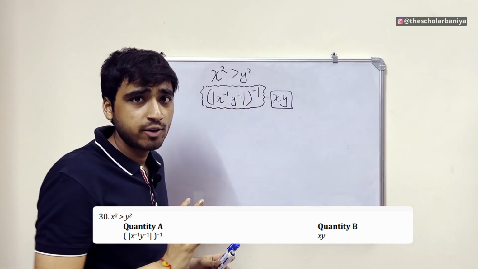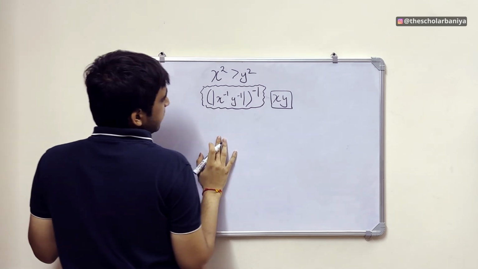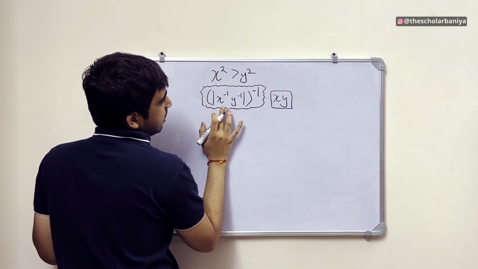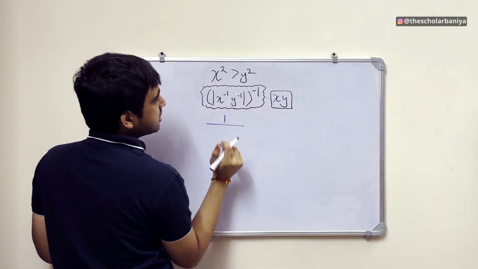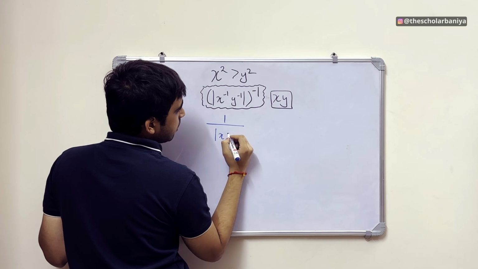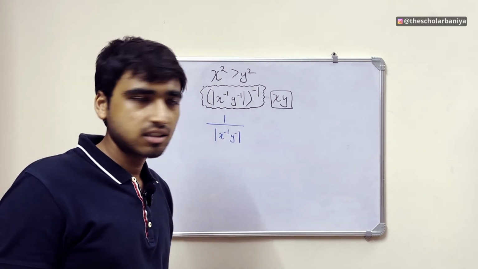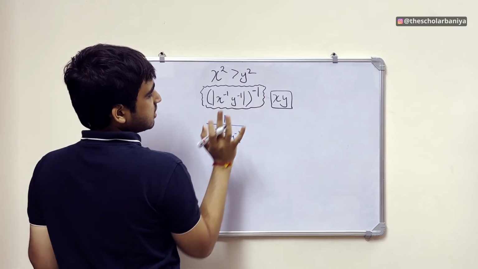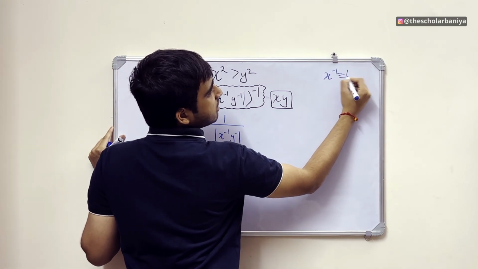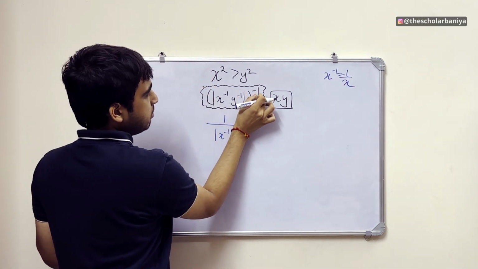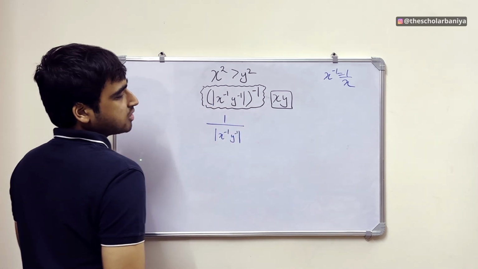So this is just looking very complex, but if you actually solve it, this is what you can write it as. 1 upon, because this is inverse, right? So you can write it as 1 upon mod of x inverse y inverse, right? So this inverse sign gets removed, and you can write it as 1 upon, because x inverse is basically 1 upon x, right? So this inverse will be 1 upon this, right? I hope this is clear.